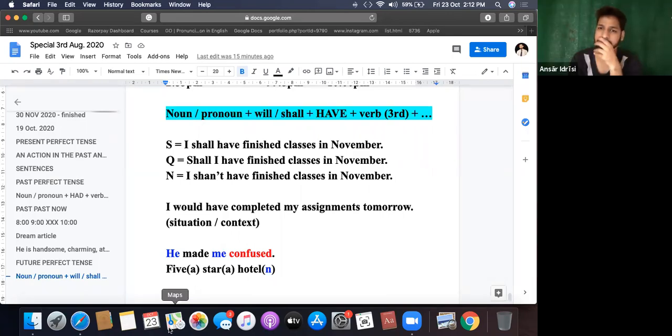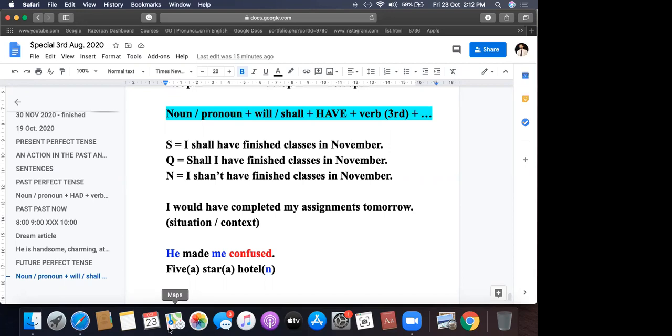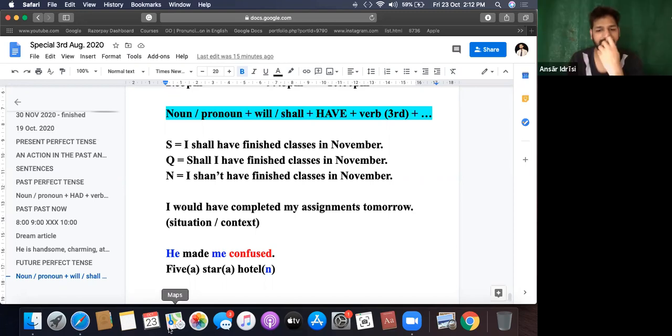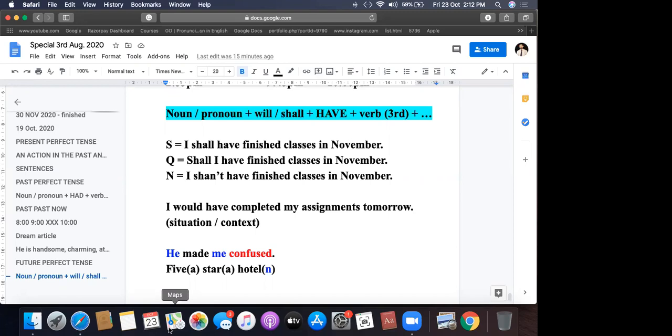Next. It will have hired some employees. Will it have hired some employees? It won't have hired any employees. Correct. Any employees. Next. It will have been bench. Will it have been bench? It won't have been bench. Correct. It will have departed. Will it have departed? It won't have departed.